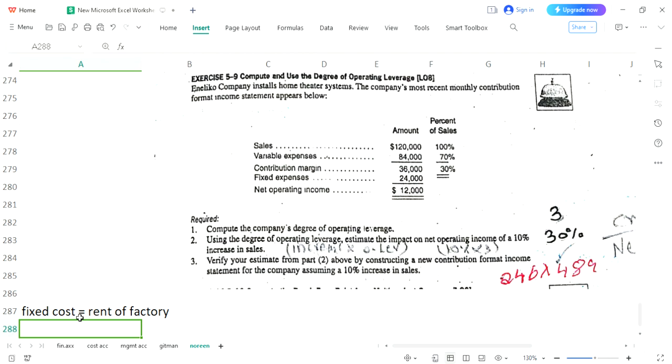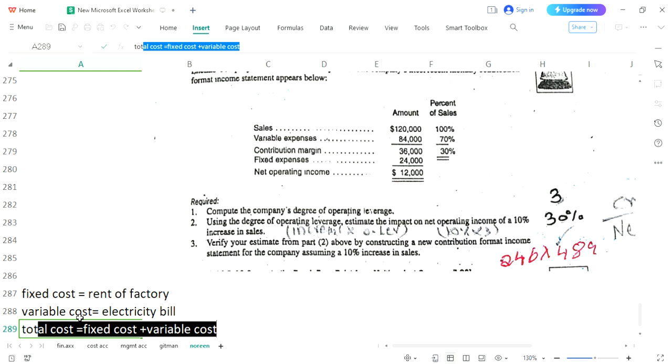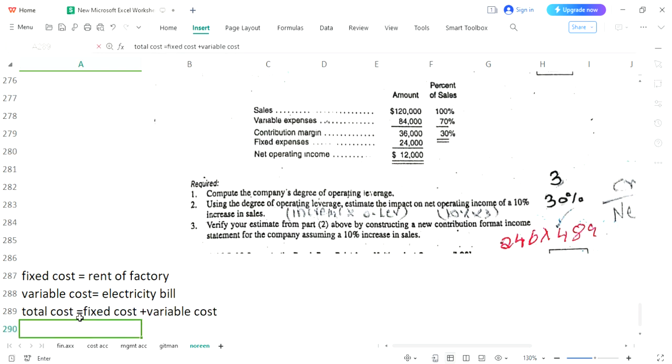Then we discussed variable cost, which will be altered according to the level of production. The example we took was the electricity bill: more work, more hours, more workers, and the electricity bill will increase, or fewer hours of working means the electricity bill will decrease. It was variable cost. Then you saw total cost, which you calculate by adding fixed and variable cost.